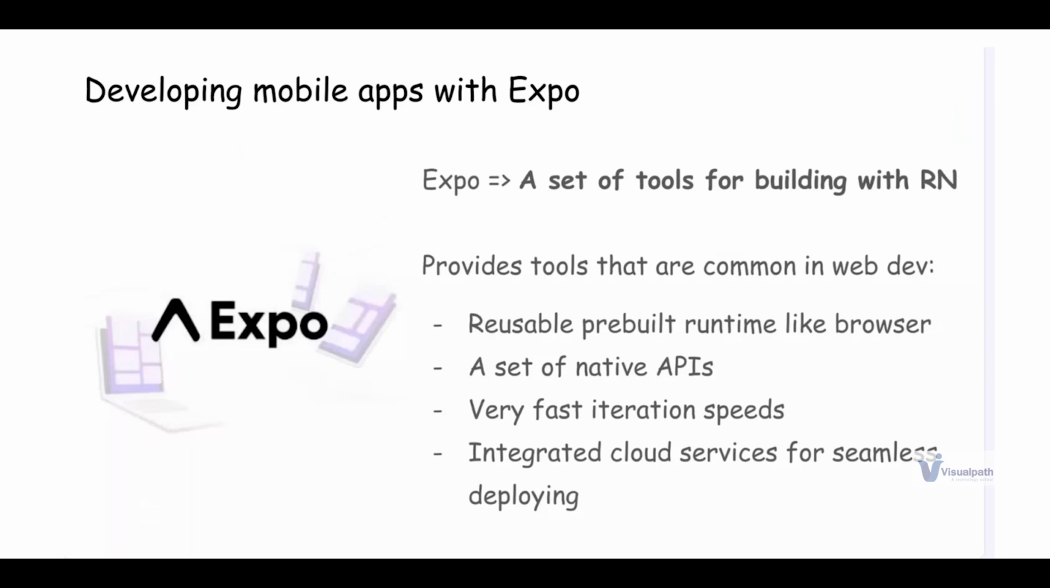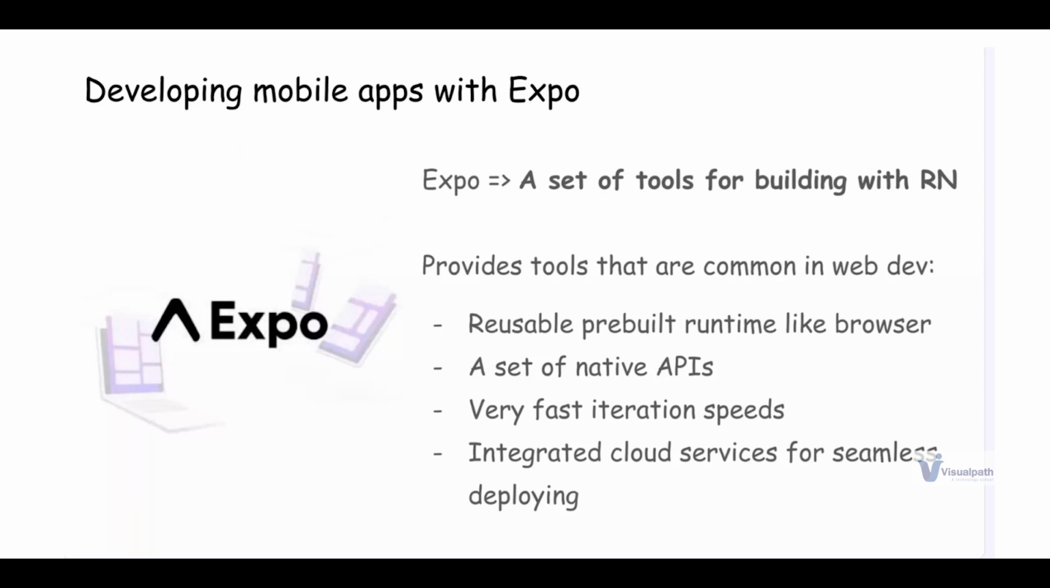So why are we developing mobile apps using Expo? Expo is a set of tools for building React Native. It provides tools that are common in web development, a reusable, pre-built runtime like a browser, and a set of native APIs. It has very fast iteration speed and integrates cloud services for seamless deployment.